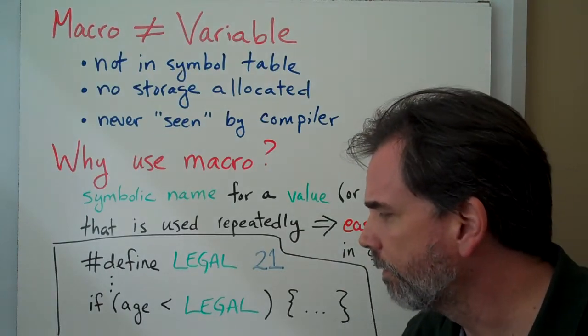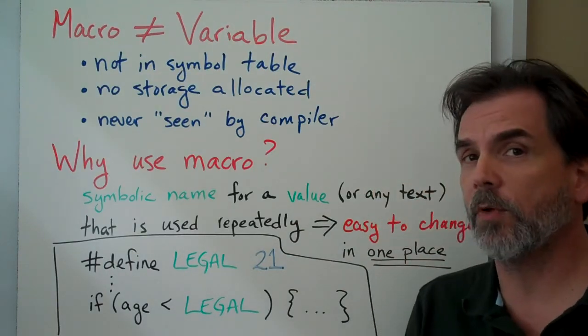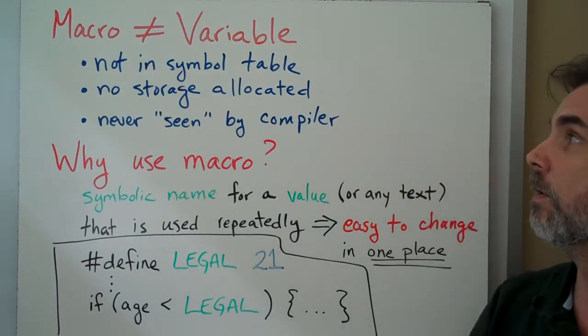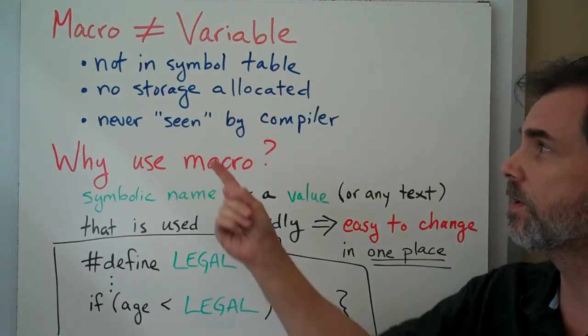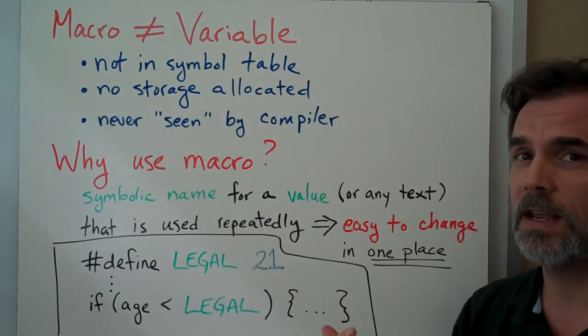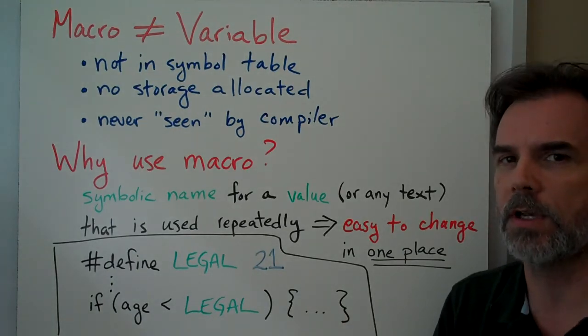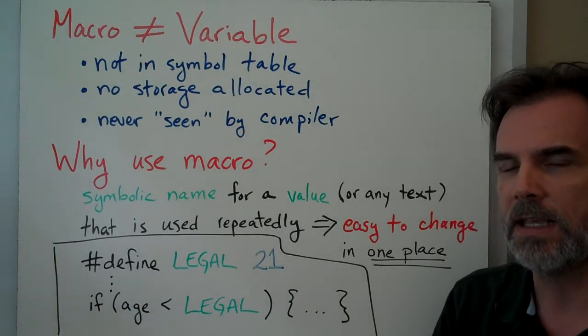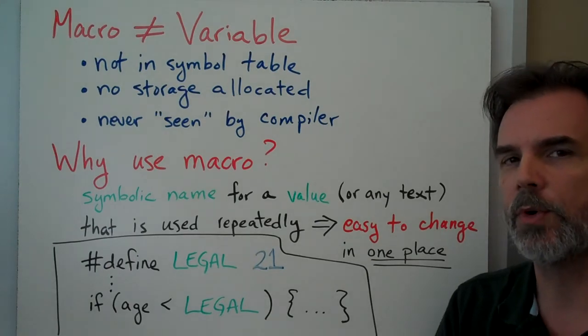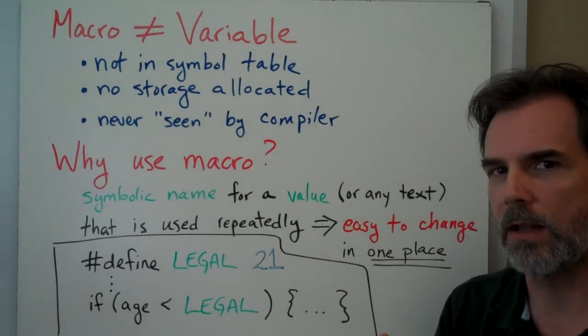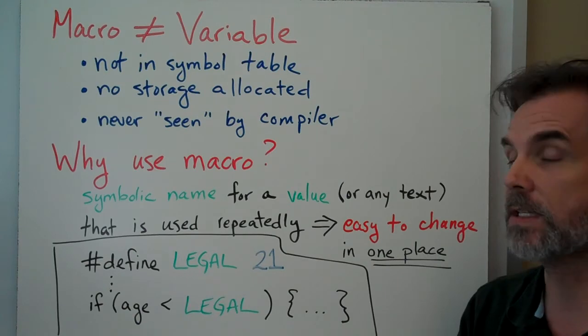So a macro, it's sort of like a variable, but it's definitely not a variable. It's not in the symbol table. There's no storage allocated for it. It's never actually seen by the compiler. It's not a symbol that the compiler is going to use for code generation. It gets replaced at the preprocessor stage before the compiler starts doing code generation. So it's not a variable.